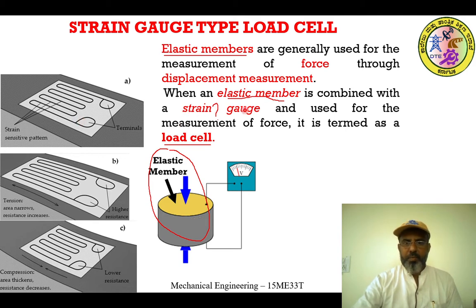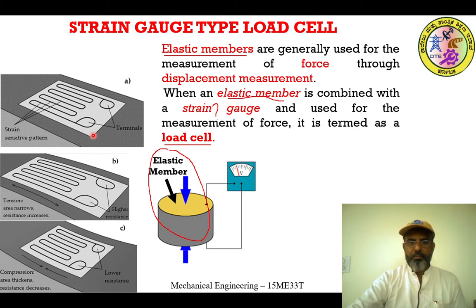Strain gauge means it is a device used for the measurement of deformation or strain at a point. And one thing you should note here, these strain gauges have a flexible backing. This sheet which you are going to see here is a flexible backing. And on this flexible backing, you can see these metallic etchings. On the flexible backing, metallic etching is done.